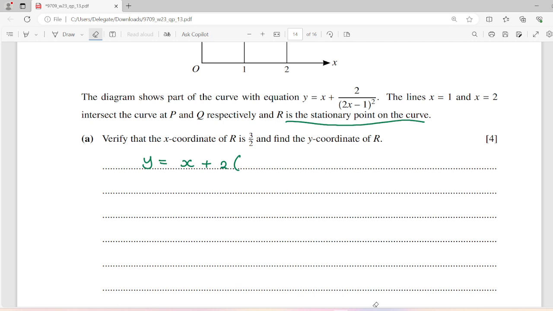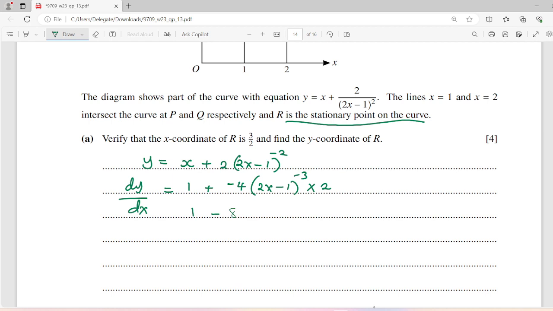is equal to, here it will be 1. Here you drop the power, reduce the power by 1. So it will be minus 4, reduce the power by 1, times the derivative of what is inside the bracket. So it is a reverse of the chain rule that you would do. So you end up having 1 minus 8 over 2x minus 1 cubed. So this is my dy dx.